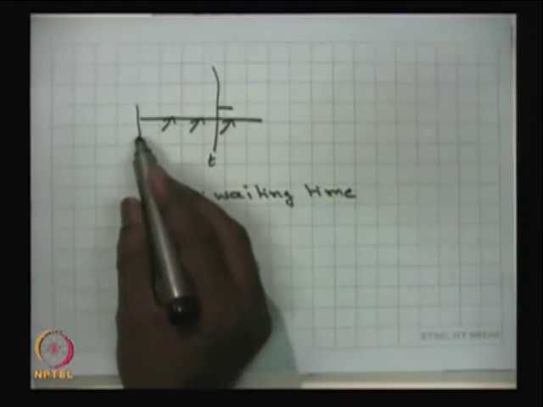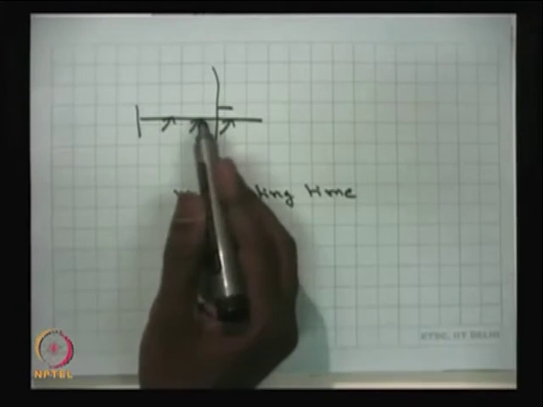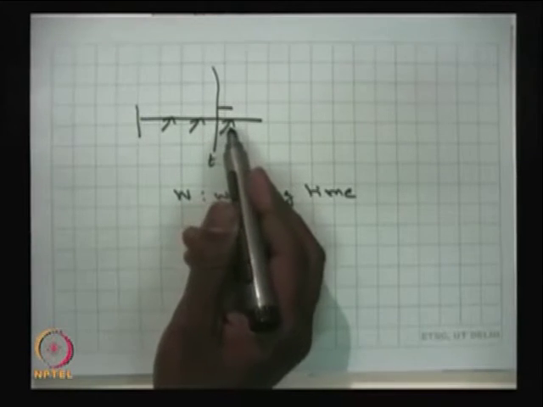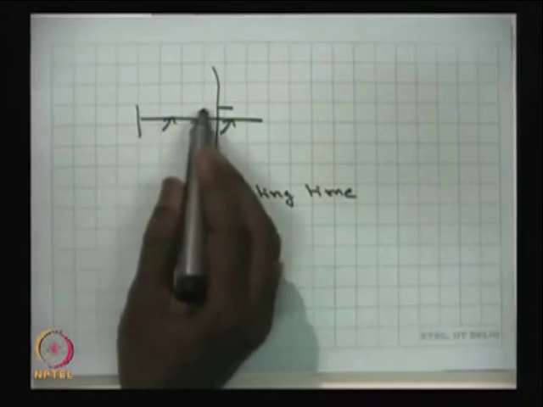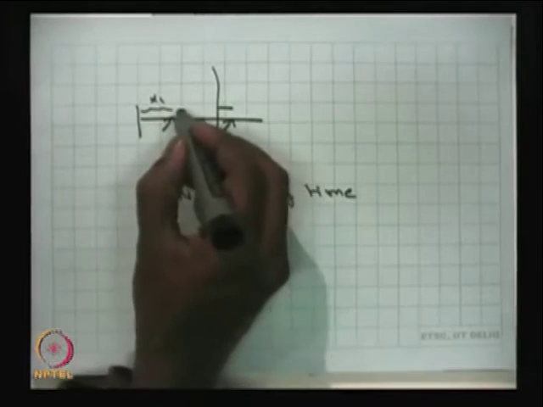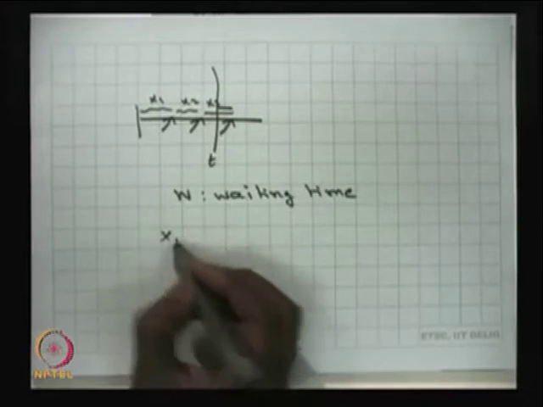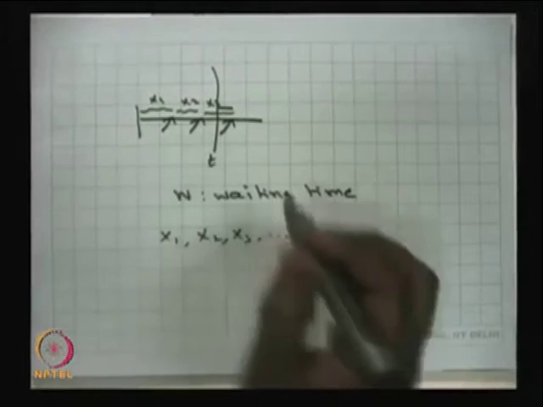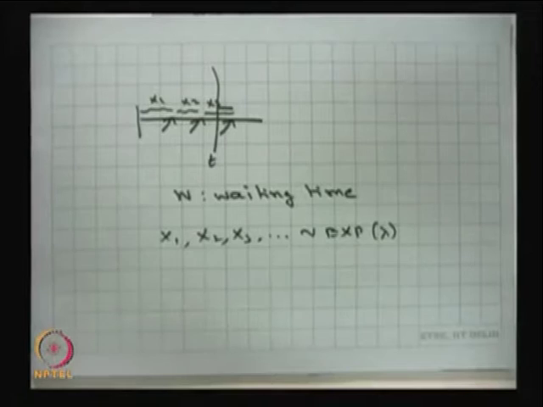Just now I have explained the Poisson process property, that the inter-arrival times are exponentially distributed, and all the inter-arrival times are independent also. Therefore, this is x1, this is x2 and this is x3. So, x1, x2, x3, like that, all the inter-arrival times follow an exponential distribution with the parameter lambda.